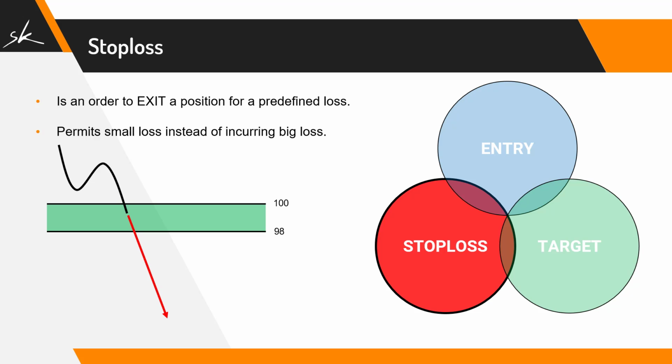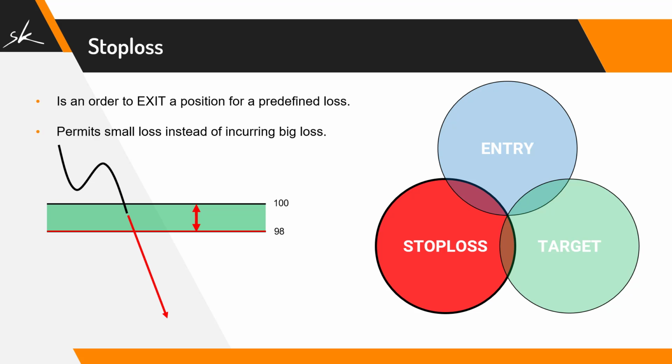To minimize that loss, I will be using an order which is called a stop loss order, to minimize my loss from a very big loss to a very small loss. Therefore, a stop loss order is used to minimize your risk on that trade, and by having that stop loss order, we are always assuring that we will not be incurring big losses but small losses in case the trade doesn't go in our favor.